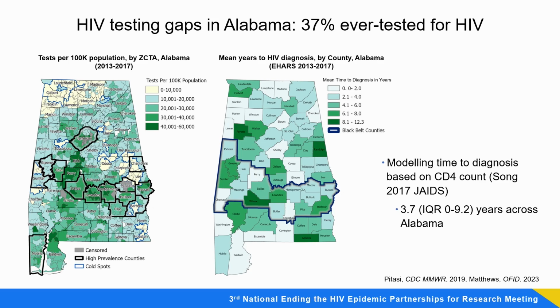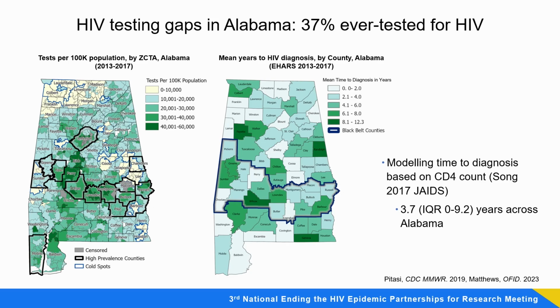On your left, we used commercial testing data to get a sense of HIV testing coverage per unit population. So the lighter areas are zip codes where the testing coverage was really quite low. And on the right, you can see what we did. We used modeling data based on baseline CD4 count diagnosis using EHAR's data. And the darker counties have a longer time to diagnosis. The county with the longest time to diagnosis on this map is Wilcox County at 12 years, median time to diagnosis.